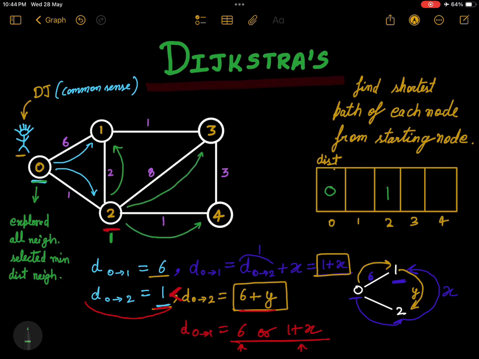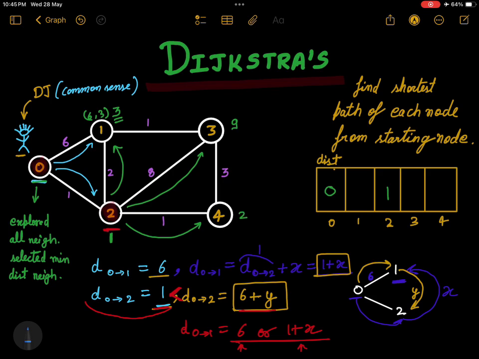So from 2 we will go to 1, 3 and 4 because 0 is already explored, okay? So now if you see, if we move from 2 to node number 1, earlier we had the minimum distance as 6, but now we have the shortest distance to reach 2, which is 1, plus the edge weight from 2 to 1. So 1 plus 2 is 3. So we'll mark it as 3. Similarly, 2 to 3 will be 9 and 2 to 4 will be 1 plus 1, 2.